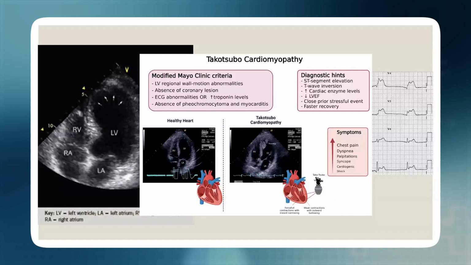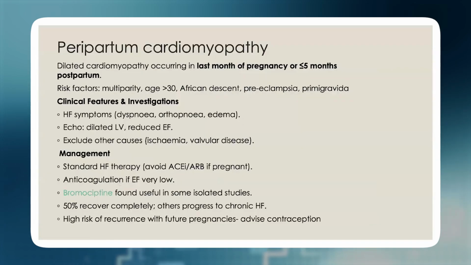Why pheochromocytoma? Because then there is a cause of catecholamine surge. In Takotsubo, there is no organic cause. There is always psychological or traumatic, post-surgery or emotional stress as the cause. Diagnostic hints are this: ST elevation, T wave inversion, increase in cardiac enzyme levels, decrease in ejection fraction, and close prior stressful event history, and faster recovery than other cardiomyopathies.